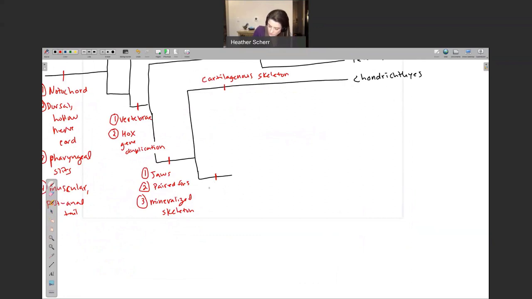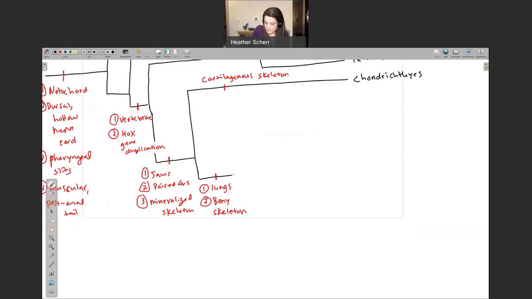Okay. Then what we have are lungs and later lung derivatives, like the swim bladder. Then the rest of the animals went down another lineage, and their common ancestor evolved lungs, as well as a bony skeleton, ossified bone.